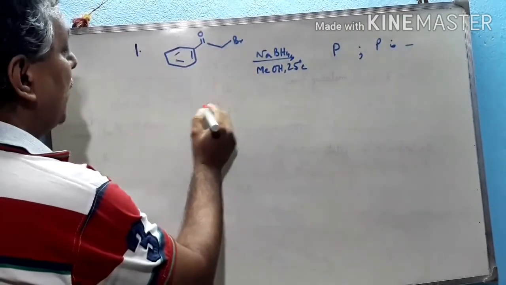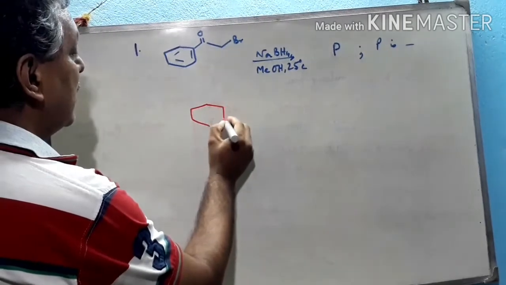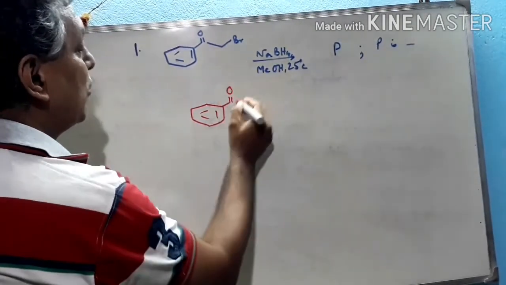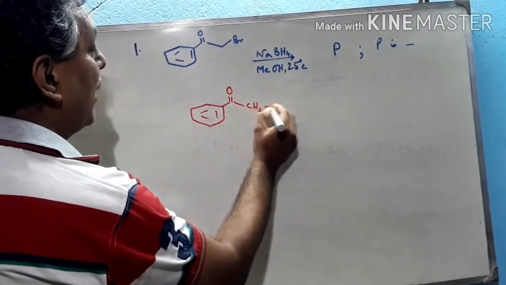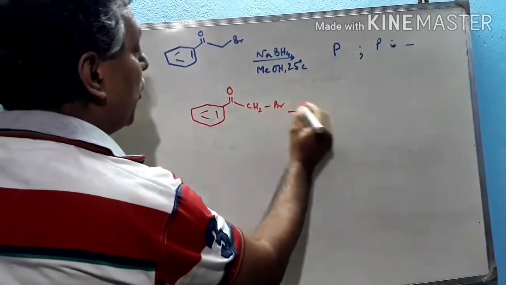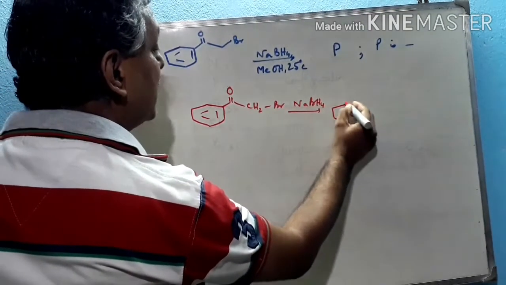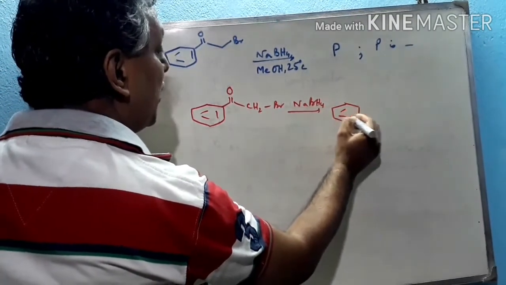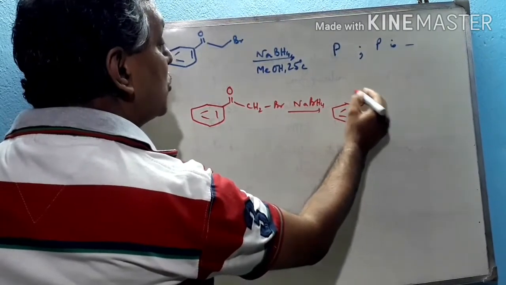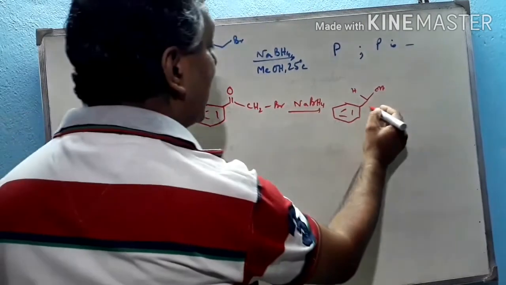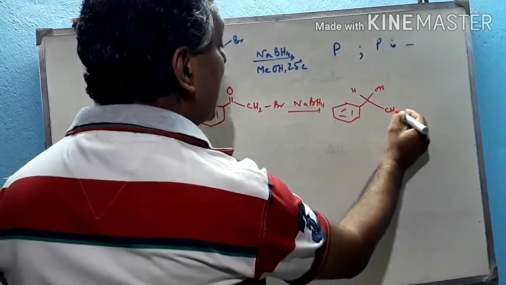First, we have to draw the compound, the benzene ring with COCH2Br, when treated with NaBH4. In the presence of NaBH4, the CO group gets reduced to CHOH, forming the secondary alcohol, with CH2Br.